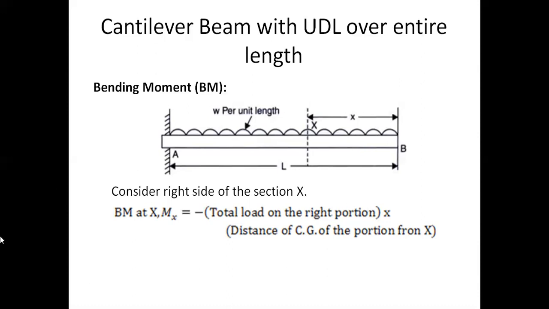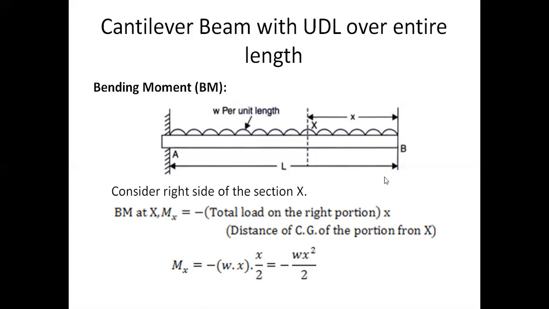If we consider the left portion, then we have to take the total load and the distance of the center of gravity of this load from this section. Now, clearly, the bending moment at x is nothing but the total load, as I said, w into x. And what is the center of gravity? Exactly at the center of this xb. And what will be the distance from x to b? It is small x. So from x to b the midpoint will be x by 2. Therefore minus wx into x by 2. This is nothing but minus wx square by 2.